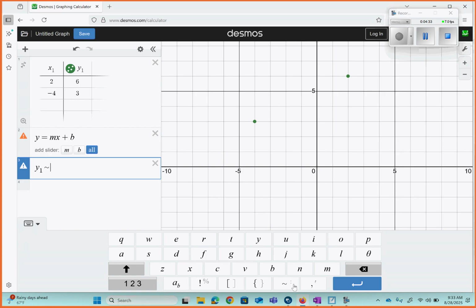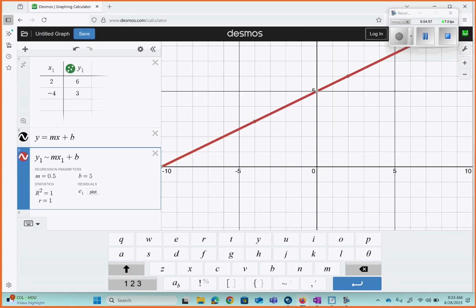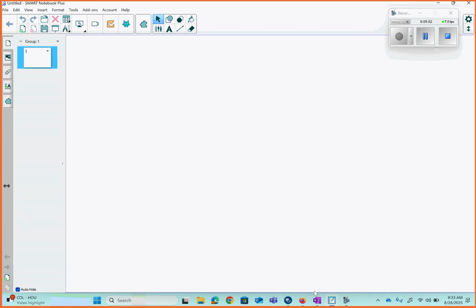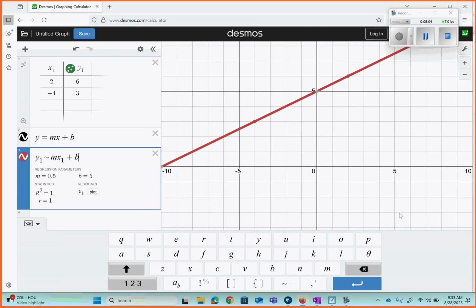Okay? So that little tilde down there, that single wavy line, that's telling Desmos, oh, we need to figure out an equation. So I don't know what m is, so I'm going to say that. And we're going to call x sub 1, so x1, and then plus b. And once you do that, it's going, oops, hey, stop. Don't move stuff. Once you do that, it gives you basically the equation.